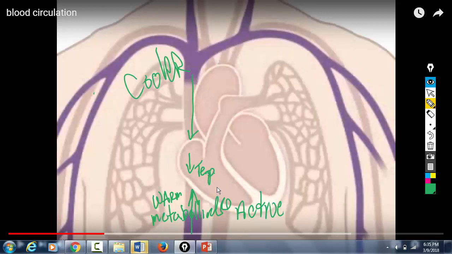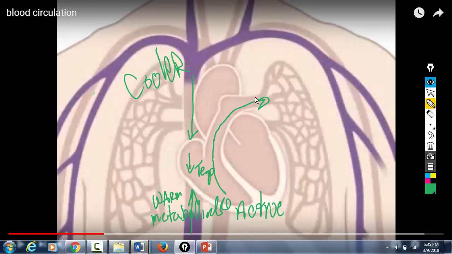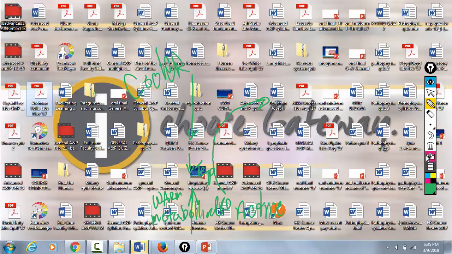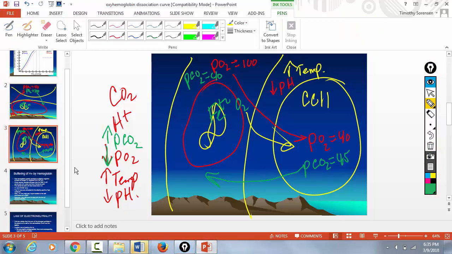Where does all that blood get pumped to? I'm drawing the arrow. The lungs. What do you do in the lungs? You gas exchange.